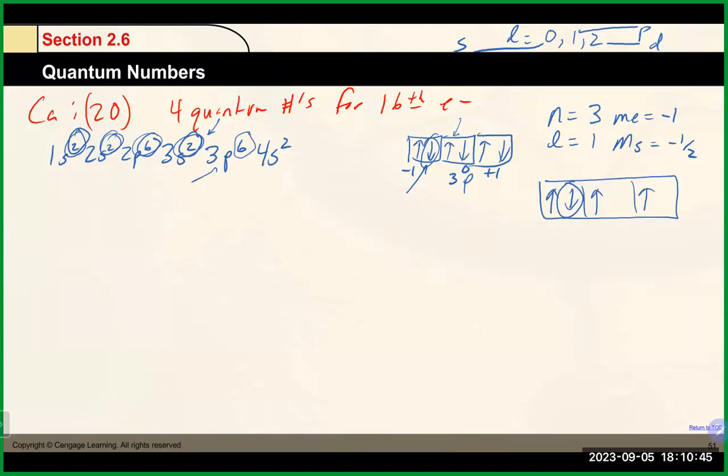Question on writing electron configuration, doing any of that?